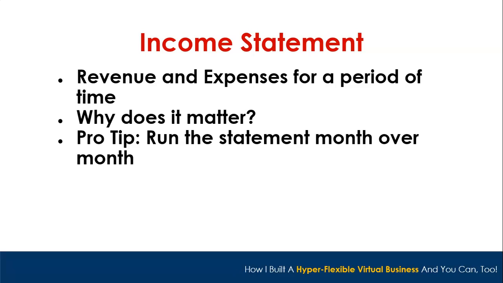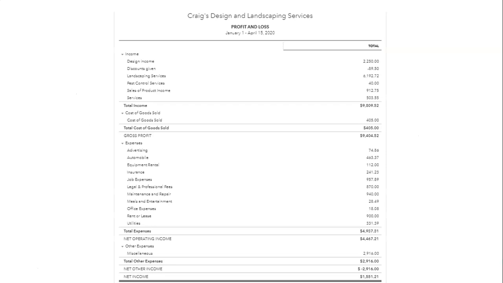Because we're in business to make a profit, the client cares a lot about the income statement. They want to make sure that their business is healthy, that they're making money, that they're making the right margins. So a pro tip for you: I like to run this statement month over month. That allows the client to see trends and make sure that their profit margin is trending in the right direction. So let's take a quick look at an income statement.